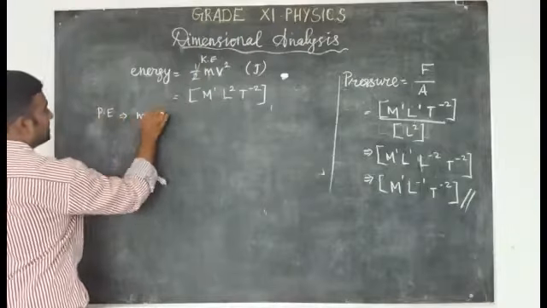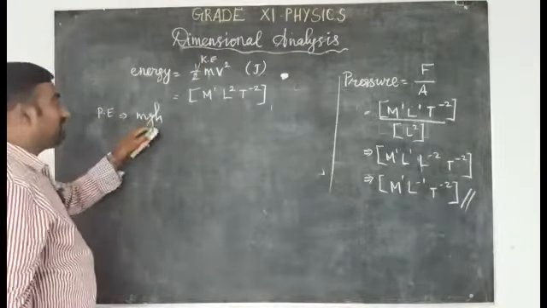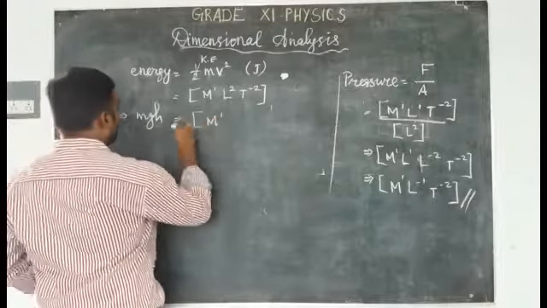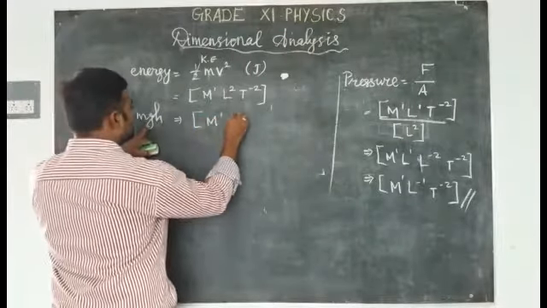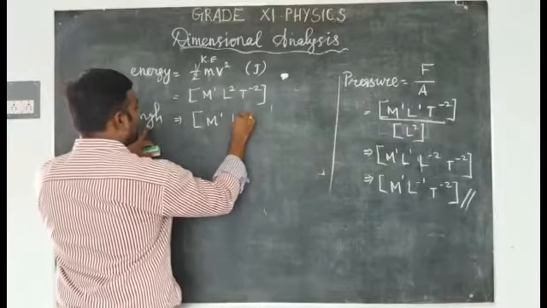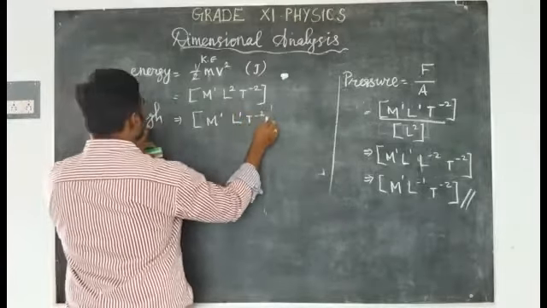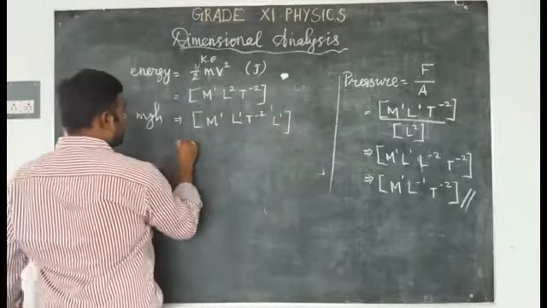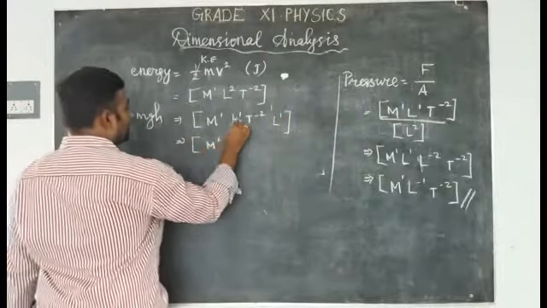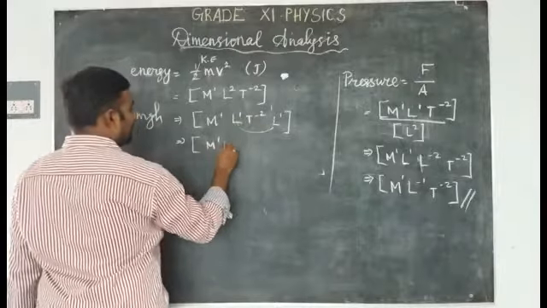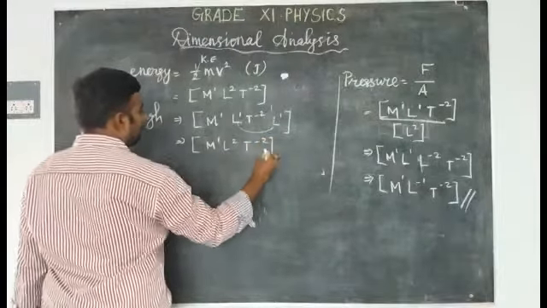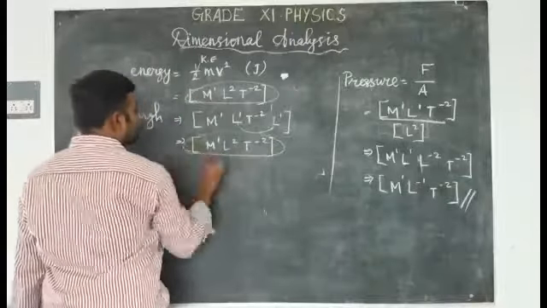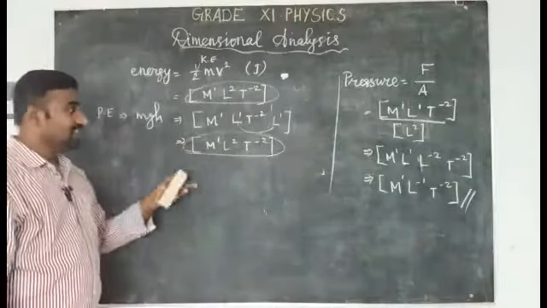You can check the same dimensional formula for potential energy. It is expressed as mgh: mass, gravity, and height. For mass, M power 1. For acceleration due to gravity, L power 1, T power minus 2, and the height is another L power 1. Therefore M power 1, L square, T power minus 2. So kinetic energy and potential energy have the same dimensions.